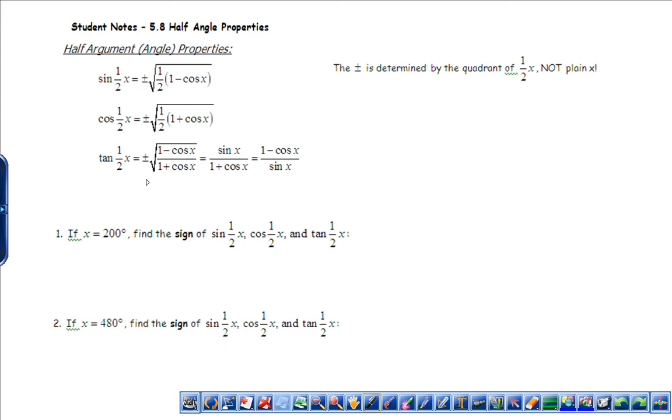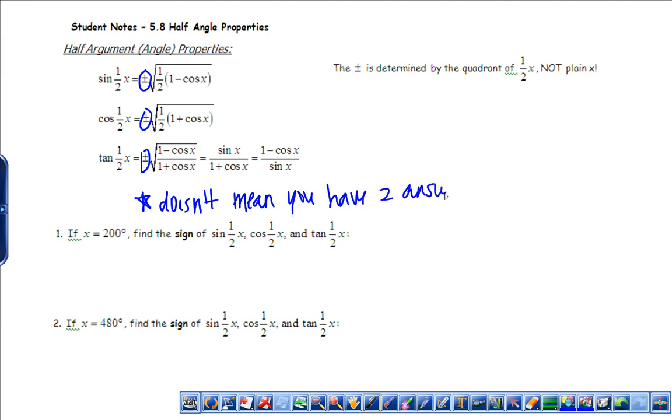Now, this does not mean that you have two answers for each of these, okay? And I'm going to show you what that means. Let me go ahead and write this. Does not mean that you have two answers. You're going to either find the positive answer or the negative answer depending on what quadrant you're in.